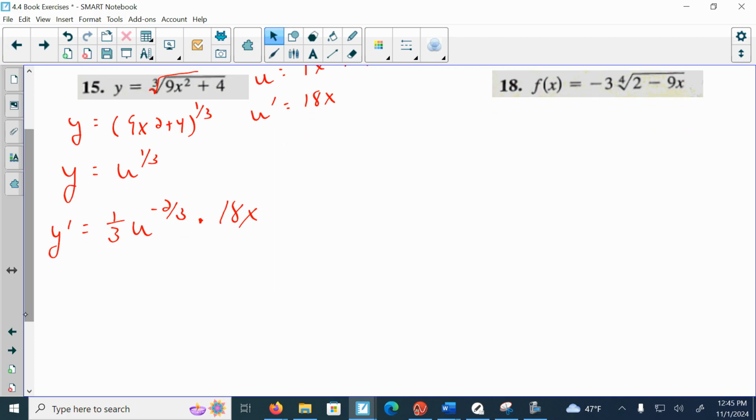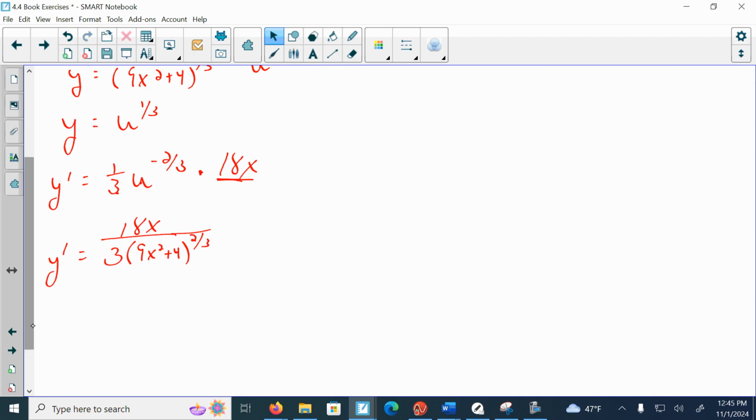So when I go to rewrite this, this u is going to go in the denominator. This 3 is also in the denominator. So I'm going to leave this 18x in the numerator, that 3 in the u, and that u again is the 9x squared plus 4 to the 2/3 power. Now when I look at this, 18 and 3 are both factors. They can simplify. So I'm going to have 6x over 9x squared plus 4 to the 2/3 power. Remember, it has to be a factor before you can simplify it.